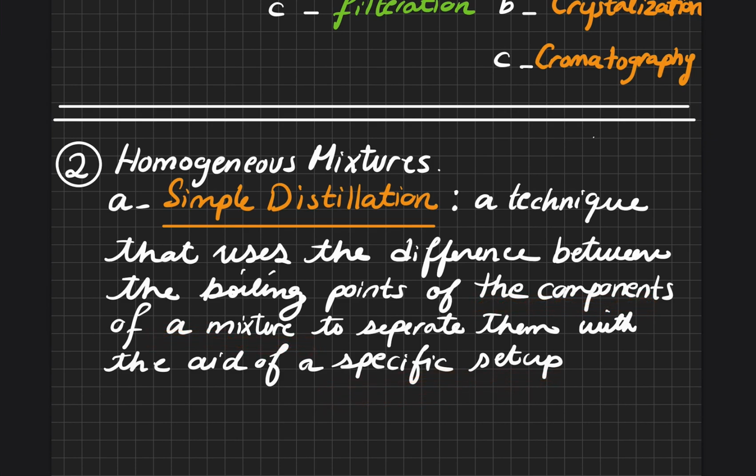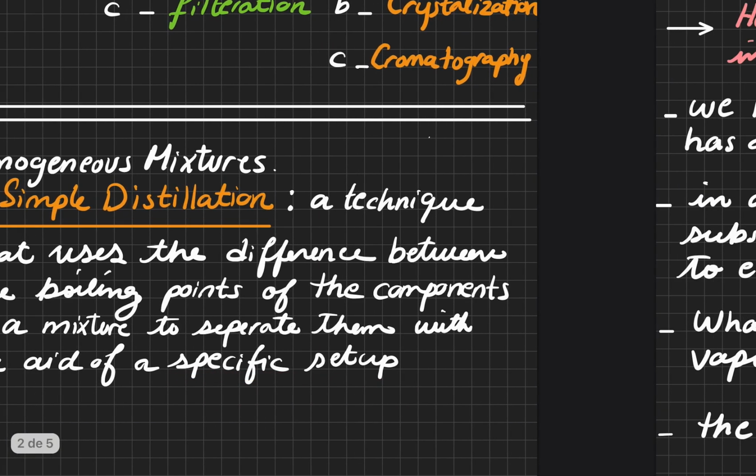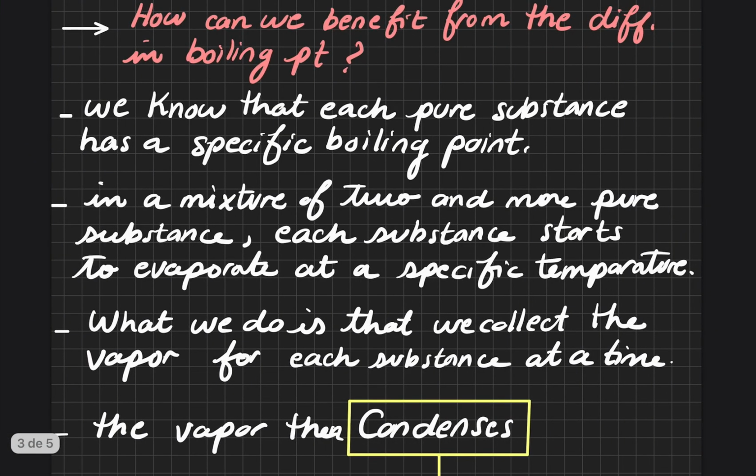So the first part, we are going to see why the boiling point and the difference in the boiling point actually matters. And then in the second part, we are going to study the specific setup or the distillation setup. So first, how can we benefit from the difference in the boiling point? We are going to try to answer this question.